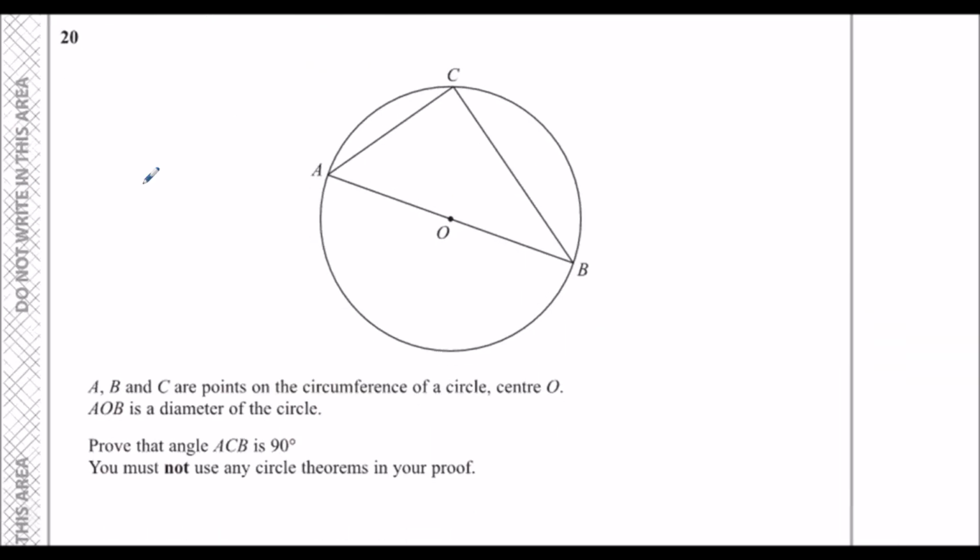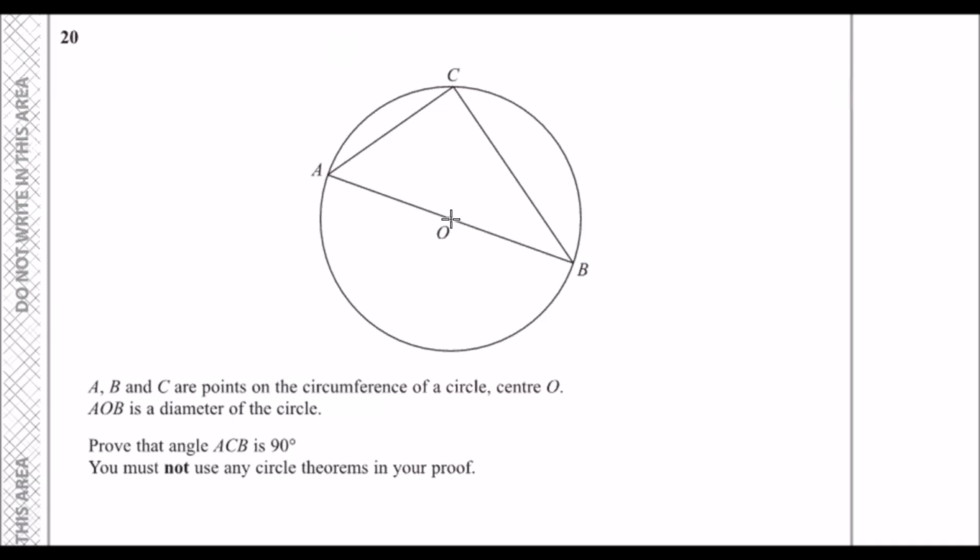Question 20. A, B, and C are points on the circumference of a circle, center O, which we can see. AOB is the diameter, so it goes through the center. We've got that. Prove that ACB is 90 degrees. You must not use any circle theorems in your proof. Okay, we're not allowed to use any circle theorems.